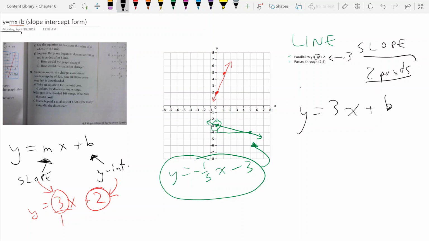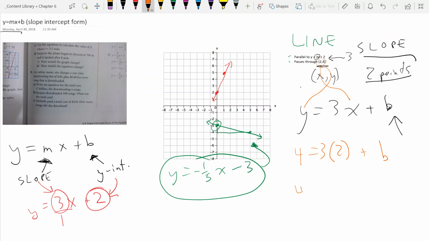Now, the problem is I don't know what the y-intercept is. This point is not the y-intercept. It's just a random point. But I know that it contains an x and y value, because it's (2, 4), it's a point. So what I'm going to do is sub these numbers in for x and for y. So it's going to be 4 equals 3 times 2, plus b. So I subbed in the numbers from that point for x and y.